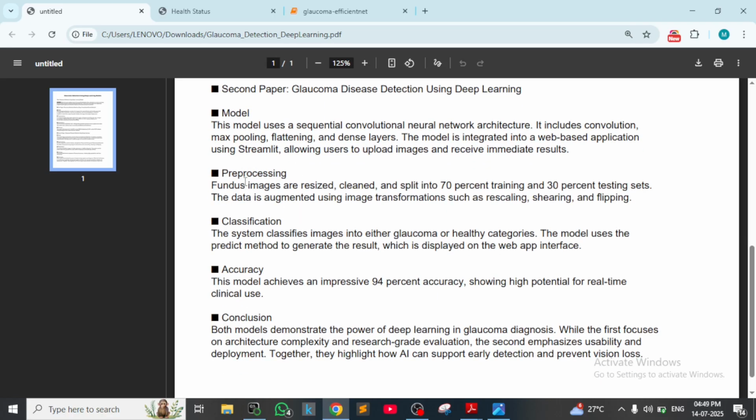Second paper, glaucoma disease detection using deep learning. In the second research paper, this model uses a sequential convolutional neural network, that's CNN architecture. It includes convolution, max pooling, flattening, and dense layers. The model is integrated into a web-based application using Streamlit, allowing users to upload images and receive immediate results.